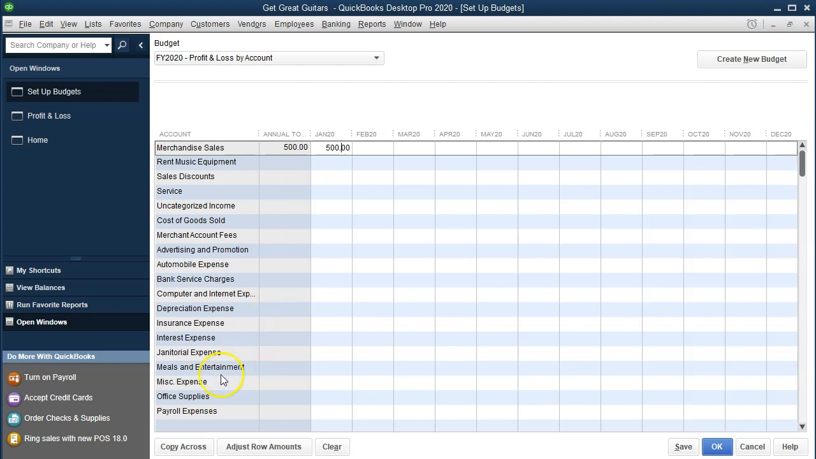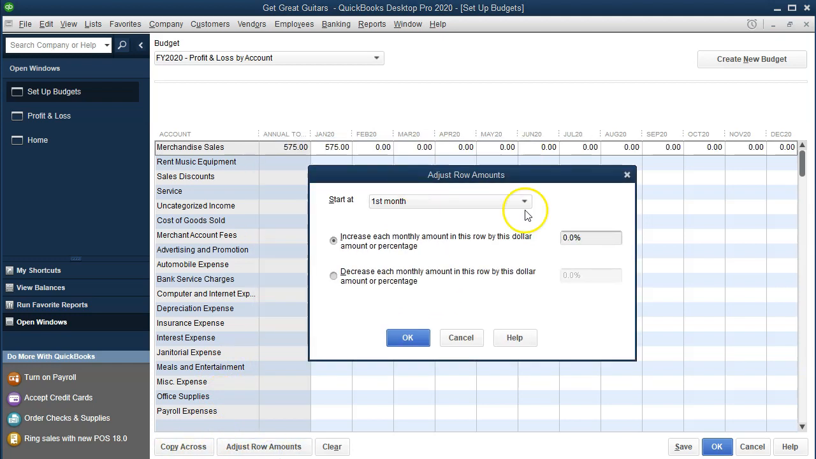One way we could do that, if there's some kind of standard rate that we think it's going to increase by, is to go then to the adjust row amounts. We're then going to select the currently selected month. So that's the month we're on in January. And then we have some options here. The first option, increase each remaining monthly amount in this row by this dollar amount or percentage. So we could use a dollar or percentage here.